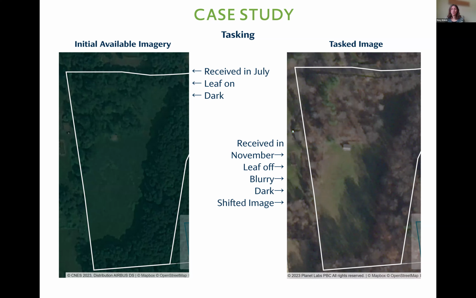The images were incredibly blurry. They were sub-meter and so they were within the resolution requirements, but that was very surprising to learn. They're dark and the image is shifted. If you look on top, it shows our boundary actually going through a road, which you might be able to see, hopefully. If you can't, that illustrates how dark it was.